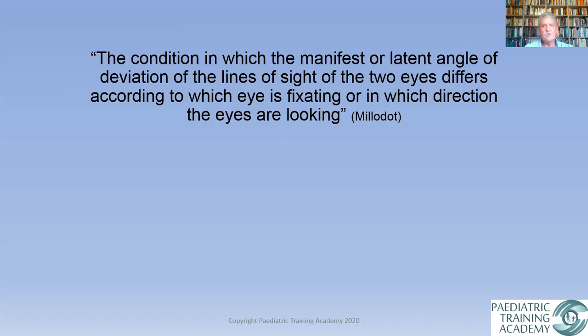Or if your angle of deviation is, let's say, ortho when looking left and 25 exo when looking right, that is incomitance. And this is where you really need to be careful and make sure you understand what is going on. And you please need to remember this little bit about when the eyes are looking in different directions, the angle changes. I will discuss that in a while.